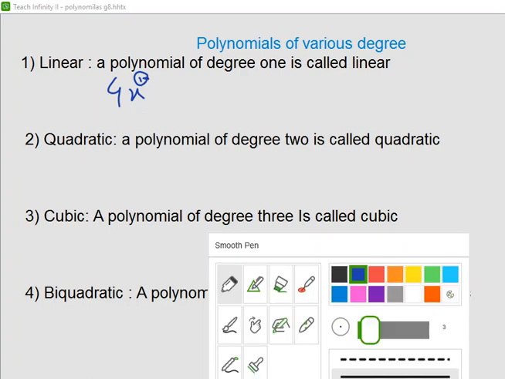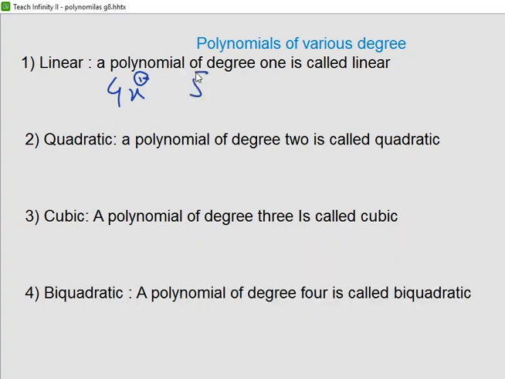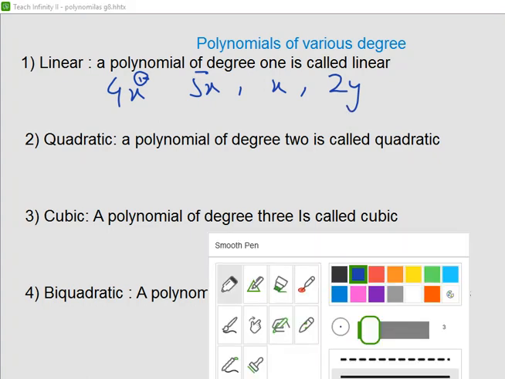Okay, similarly, 5x, just x, just 2y, all the variables here having only degree 1, so that is why it is called linear polynomial. Okay, the next one, I am going to write, quadratic.